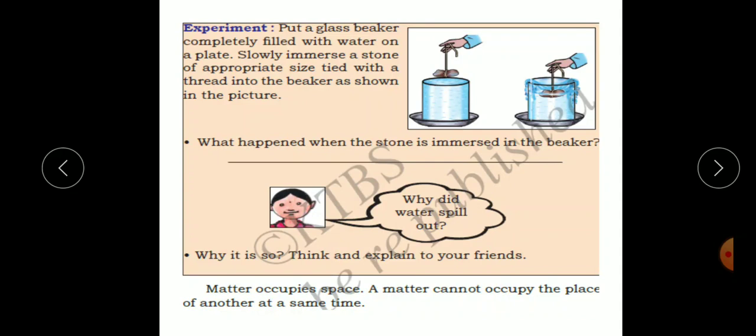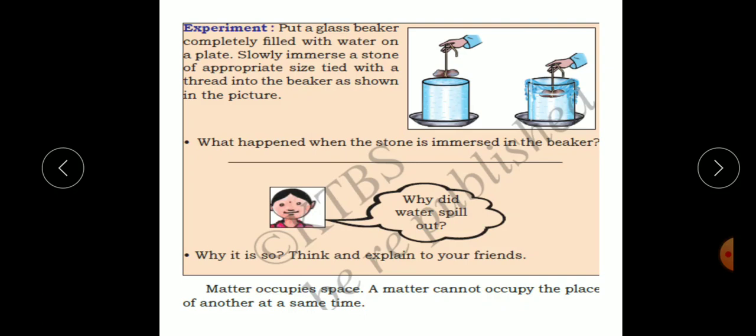So students, what he is saying in this experiment is, you take a glass beaker which is completely filled with water and keep it on a plate. You take a stone, tie it with a thread and slowly put it into the beaker. Some water in the beaker flows out and collects in the plate. So what happened when the stone is immersed in the beaker? Some water in the beaker flows out and collects in the plate.